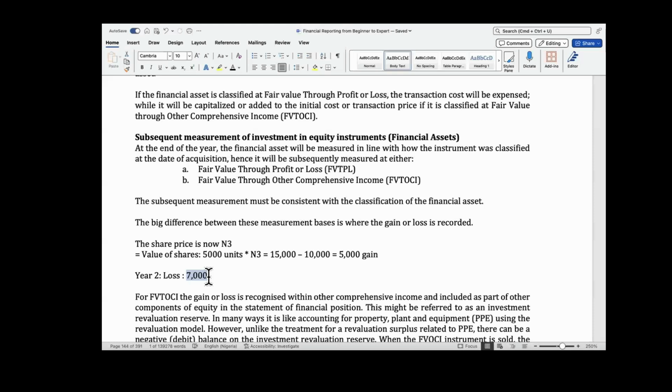People are not reading in this class. So you cannot even apply the knowledge I taught you in PPE. That means you have not read. Maybe we'll debit OCI with 5,000 and debit P&L with 2,000. Then credit financial assets with 7,000. Thank you.